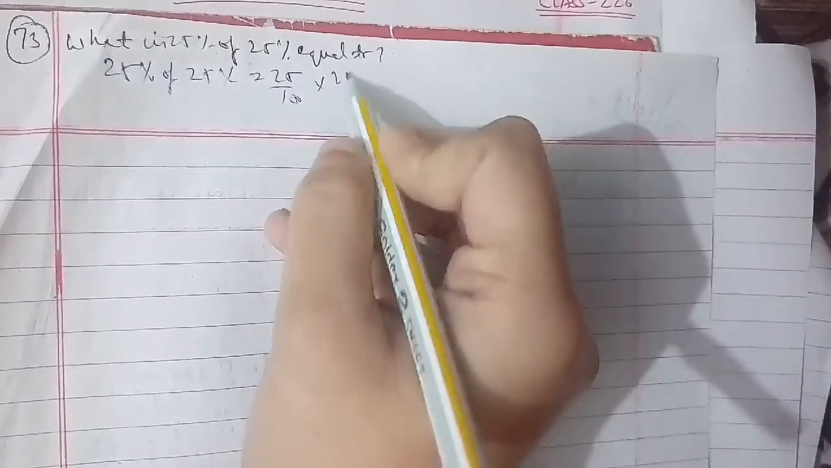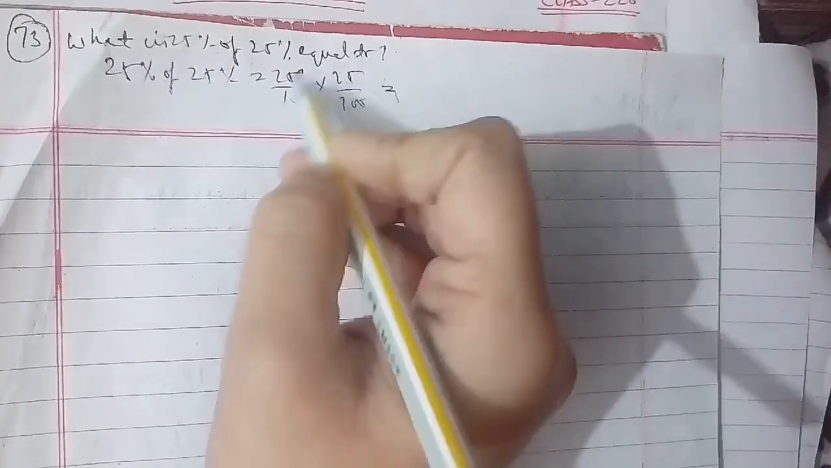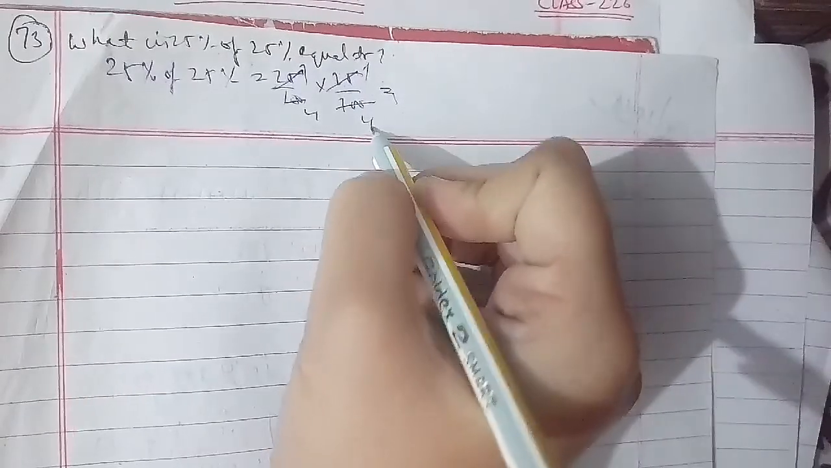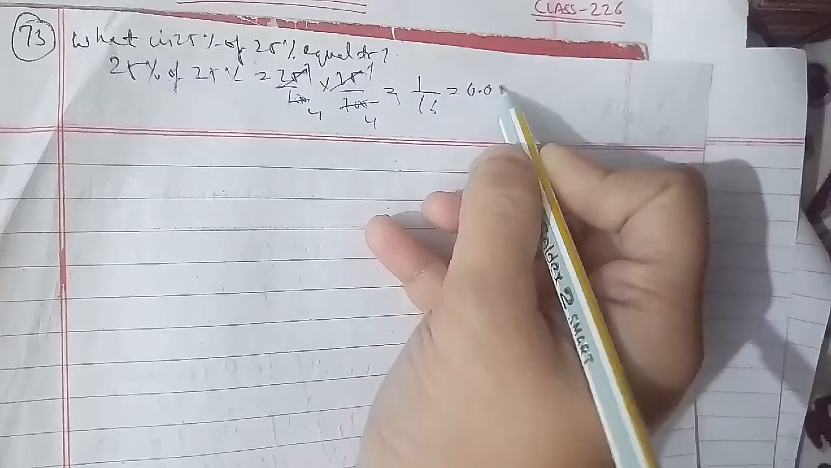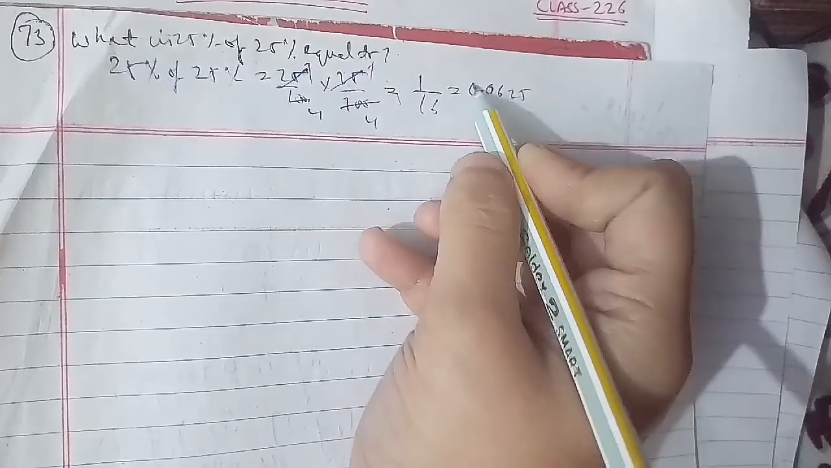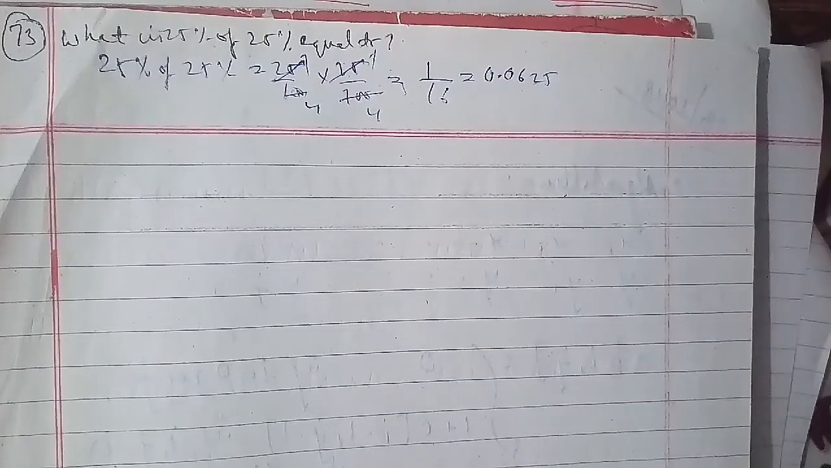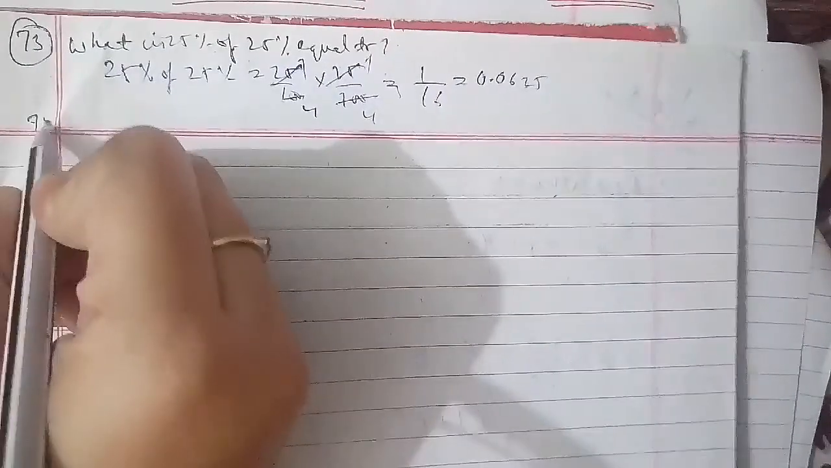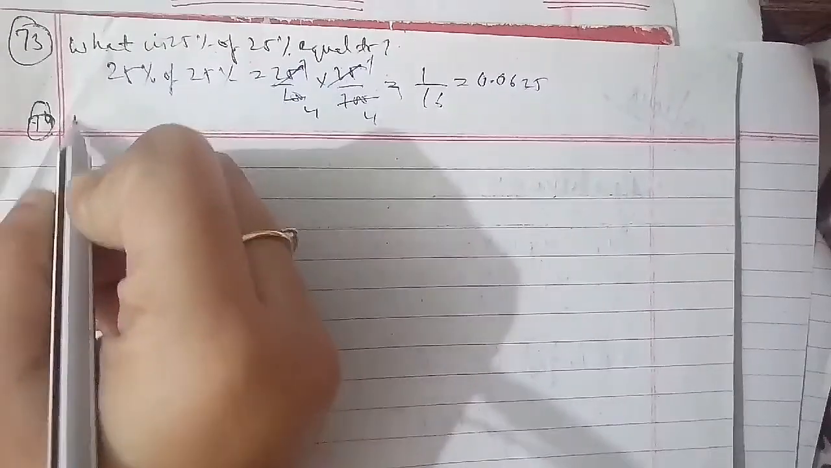The required percentage equals 3% upon 5% into 100%, which equals 3 upon 100 whole upon 5 upon 100 into 100. So this equals 60. That will be the right answer. 60% will be the right answer for this question as well.